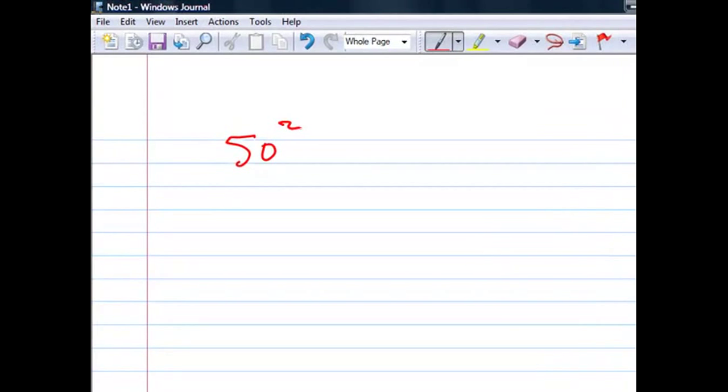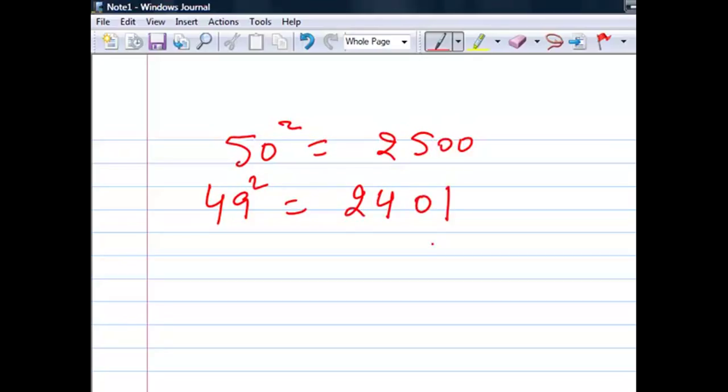Hi guys, today I will tell you an easy way to do the square of any two-digit number near 50. Let's start first with 50. 50 square is 2500. If I have to do a square of 49, all I have to do is subtract 1 from 25, that will be 24, and add a square of 1, that is 2401.